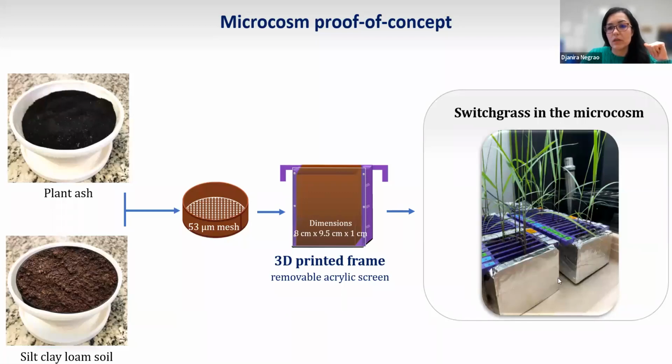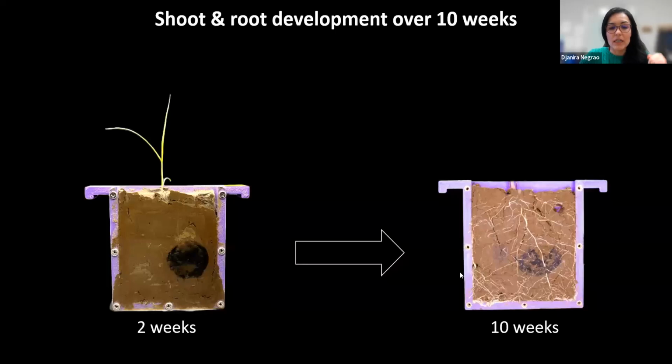The plants with switchgrass can grow quite well in this experiment. We can get many things from here. And then here is an image of the shoot and root development over 10 weeks. This is in the very beginning. We can see the microcosm, the switchgrass growing little plantlet. And then here the ashes, as I said, located in one single spot.